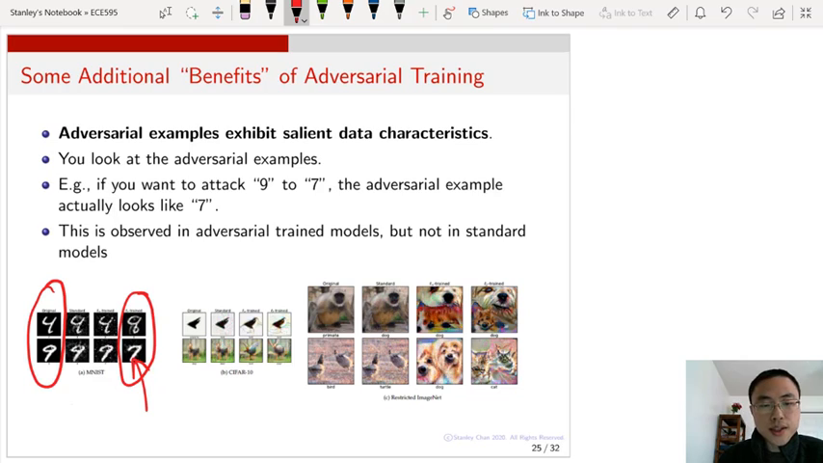This is another example. Here is an airplane. If you use a standard trained network, the perturbation that can succeed in attacking this classifier still looks like an airplane. However, if you use the adversarially trained classifier, in order to succeed in the attack, you really need to turn it into a bird. So that creates some very interesting questions of what is being done by this adversarial training. Maybe it's beyond just the robustness. Maybe there's something else that we are not aware of.